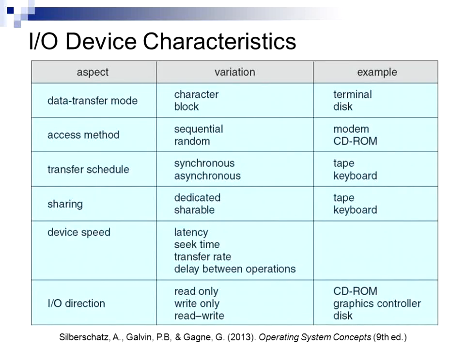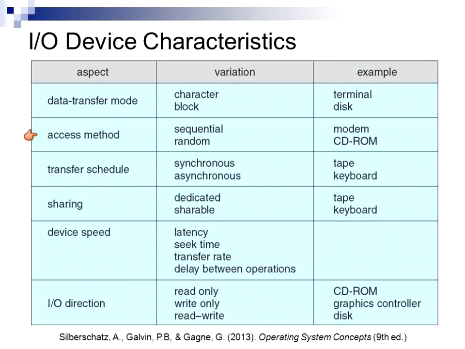Now, some of the differences between the different devices is how the device will transfer data. It can transfer data character by character or block by block. And character by character data is often things like a terminal, a keyboard, where you're not getting a whole record or even a group of records, you're just getting one byte at a time. A block device, like a disk, will read in a whole block or multiple blocks at a time.